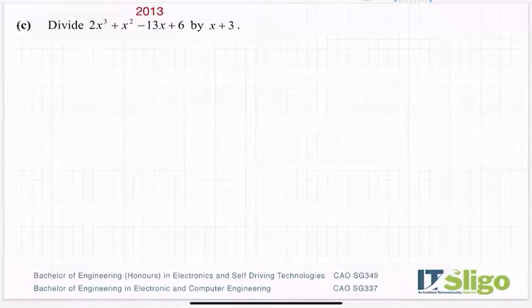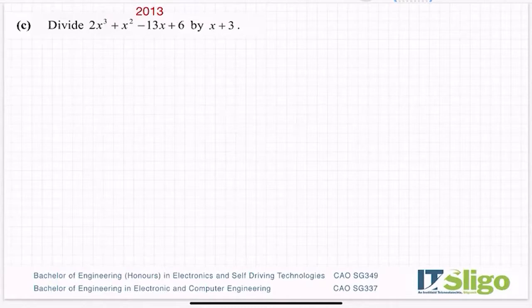Right, let's divide 2x cubed plus x squared minus 13x plus 6 by x plus 3. Of course, there's a few ways of doing long division.